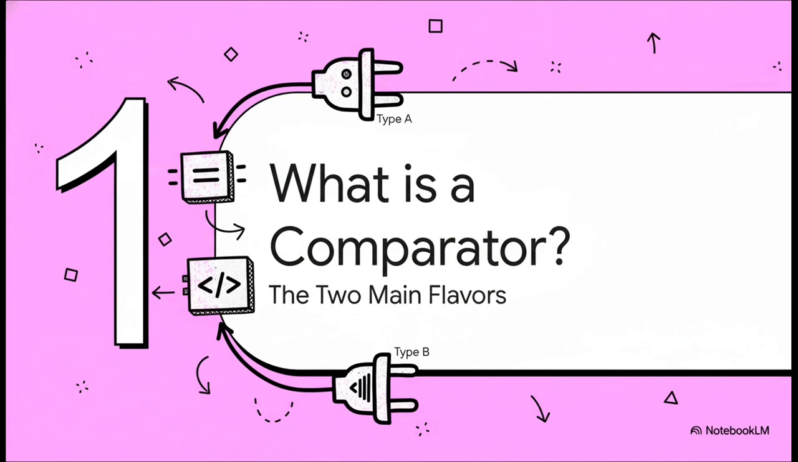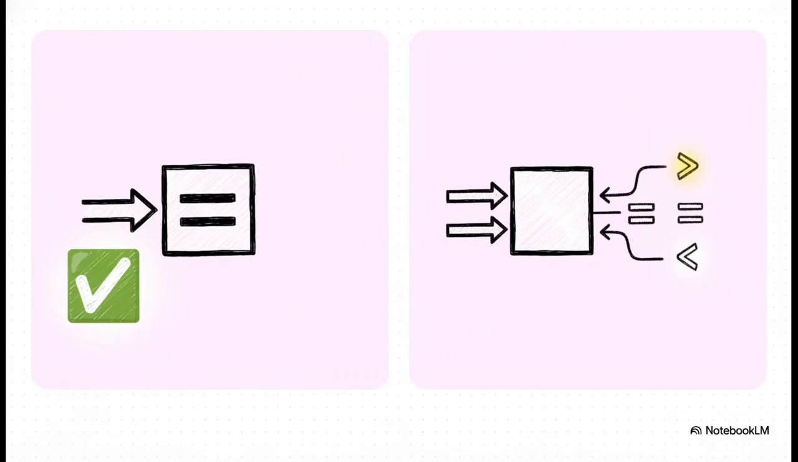The idea itself is pretty straightforward, but comparators actually come in two main varieties, each with a slightly different job to do. So on one hand, you've got the equality comparator. It's basically a yes or no machine. Its only job is to answer one question: are these two numbers identical?